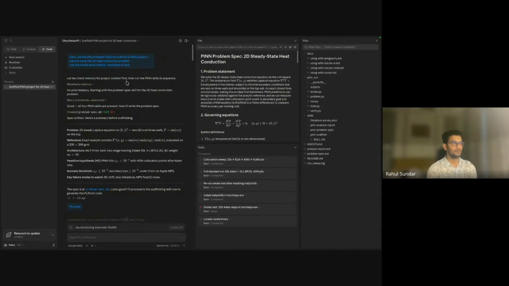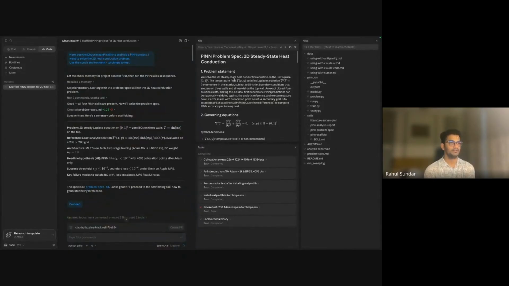So I checked the memory for project context first. And I didn't do a literature survey here. Although it says Dhyuti Pi skills, it didn't do the literature survey, and I used Sonnet 4.6. I'll show an example where it uses it, and there's a clear difference in the way it performs, and also the model was Opus 4.7. And so it creates a problem specification, which I felt was very interesting. It was like the baseline problem statement that you would do if you had probably no knowledge of what has been the latest literature out there and what is the baseline.